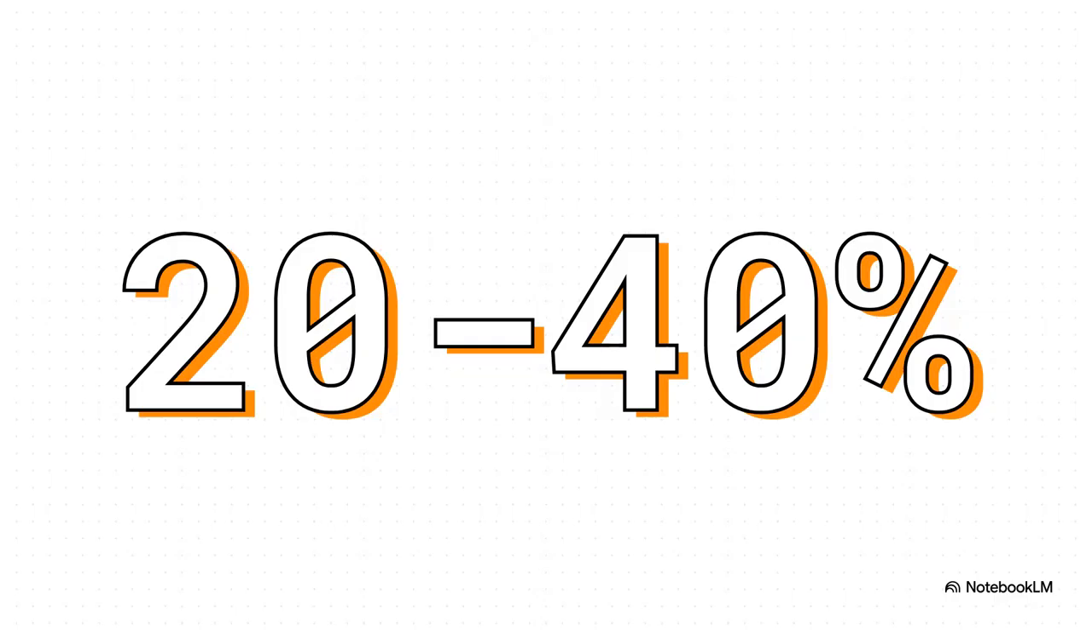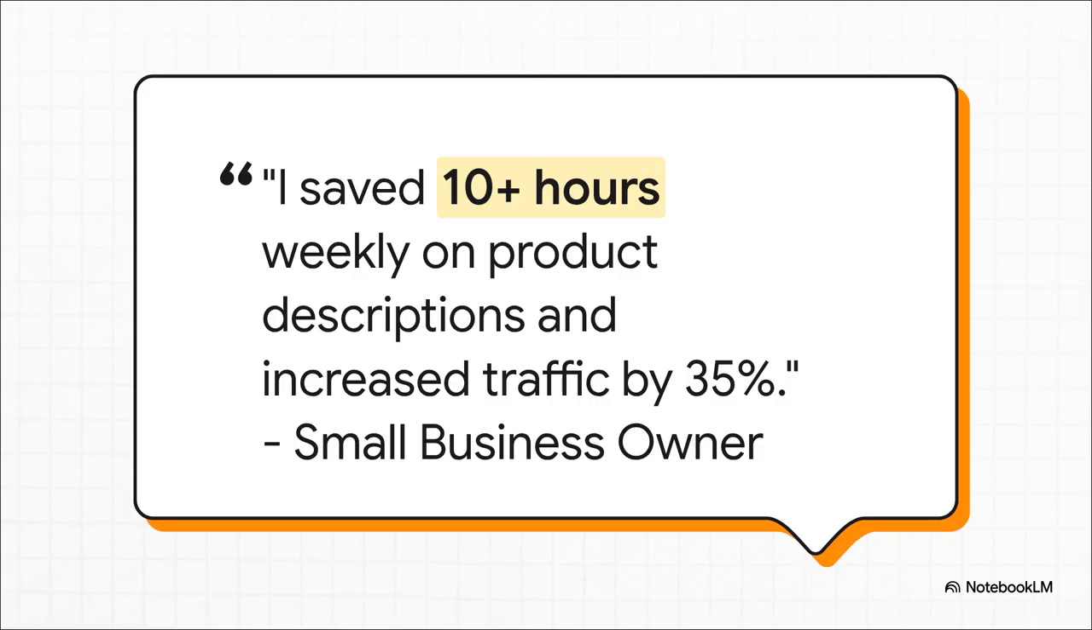And listen, we are not talking about a small boost here. Studies are already showing that people who get good at using these tools can see a 20 to 40% jump in how productive they are on content tasks. That's like getting a whole day back every single week. And this isn't just some abstract number. Take a look at Sarah, a small business owner. She was spending over 15 hours a week just writing product descriptions. By using AI, she cut that down, saving 10 hours, and get this, her website traffic went up 35%. Now she gets to focus on the big picture stuff, on strategy. That's a total game changer.